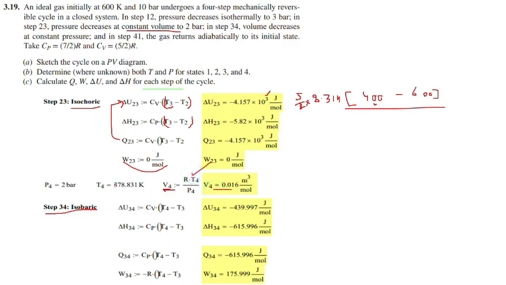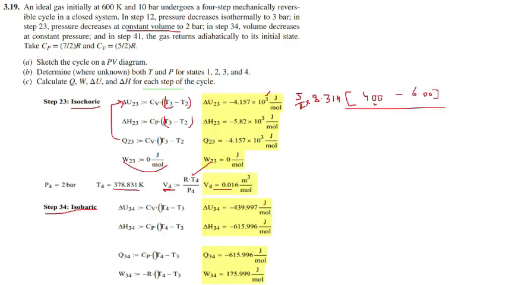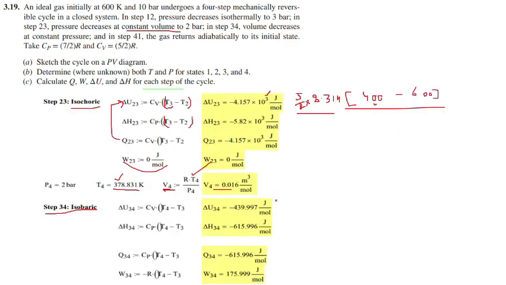T4 is 378. We have calculated it in the adiabatic process. The T3 is 400 Kelvin. Let me write here. Okay, isobaric process, delta U is equal to Cv delta T. Cv is 5 by 2 into 8.314. T4 is 378, while T3 is 400 Kelvin, which is given here. Put the values, you will get your answer.